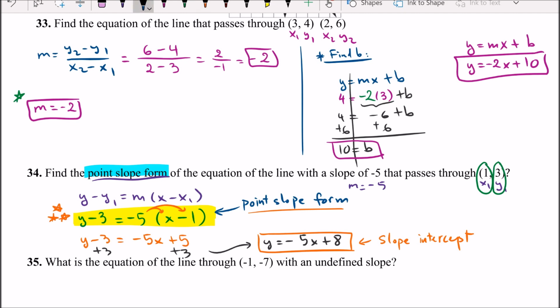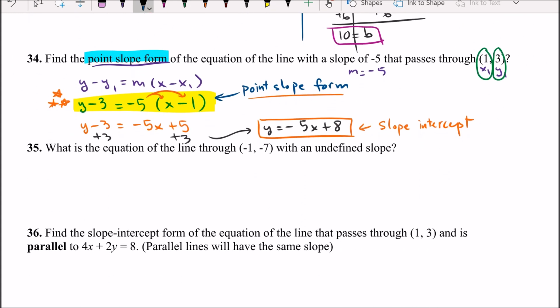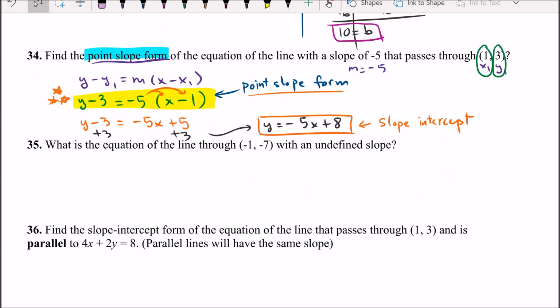Okay, problem 35. What is the equation of the line through (-1, -7) with an undefined slope? Alright, as we know, if y equals a number, let's say I make up the number 2, y is 2, so you will see this is 2 on the y-axis. Y equals 2 is going to be this point, so it's a horizontal line where it crosses the y-axis at the point 2.